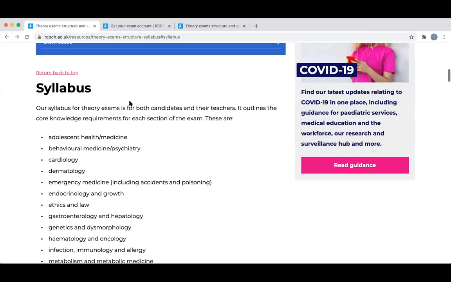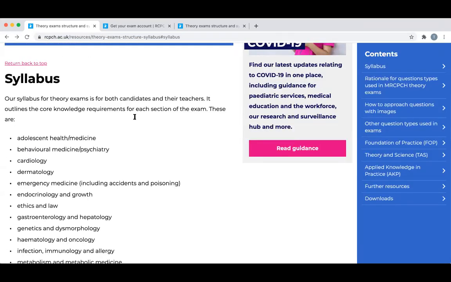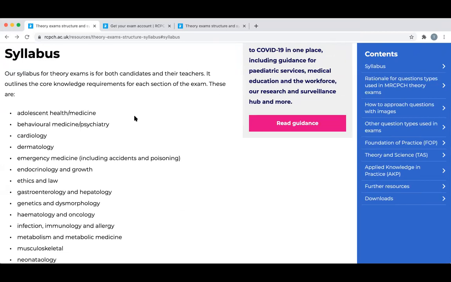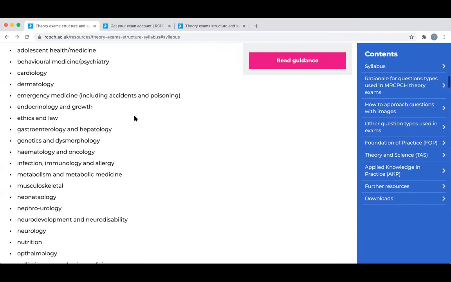So this is the syllabus. Okay, I think you can see the syllabus for the theory exam for both candidates and their teachers. It is the outline. It outlines the core knowledge requirements for each section of the exam. This syllabus is both for AKP and Part One.